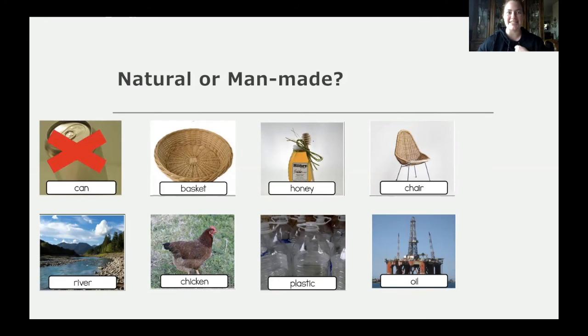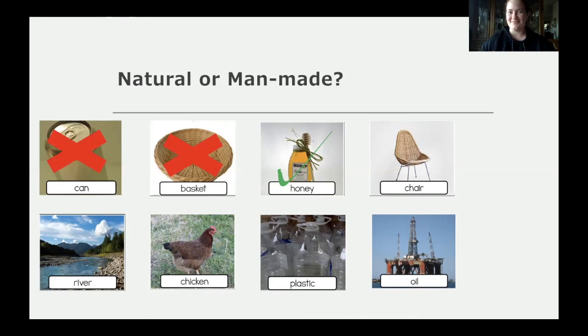Ooh, what about a basket? Yeah, also man made. Ooh, what about honey? What do you think? It's actually a natural resource because people don't make that. Honeybees make the honey. So it is considered a natural resource because we didn't make it. It's just occurring in nature. We can walk outside and find it. Now, the honey you find outside is going to be a little bit different than the honey you find at Walmart or HEB or anything like that, but it's still a natural resource.